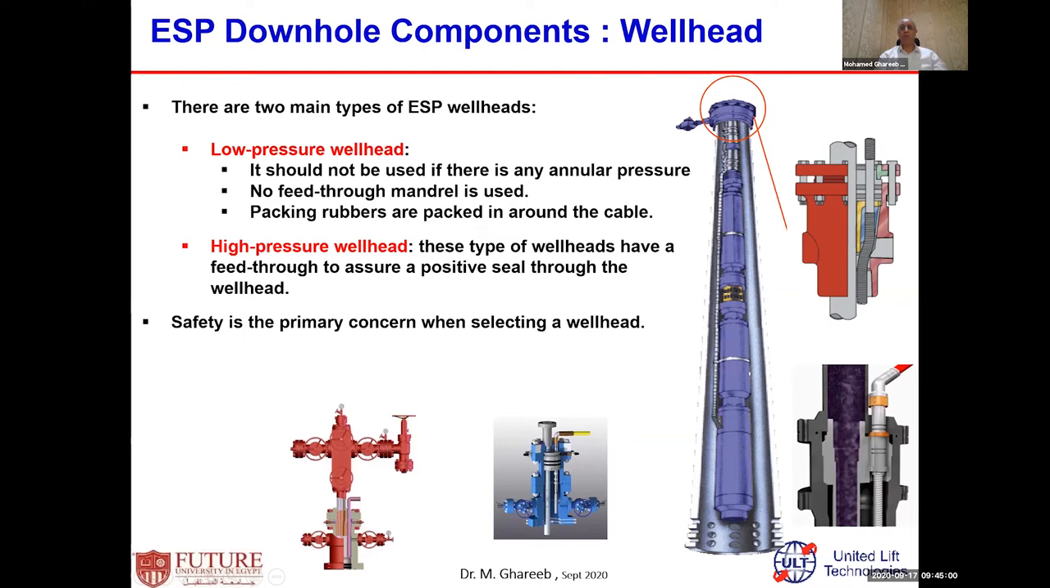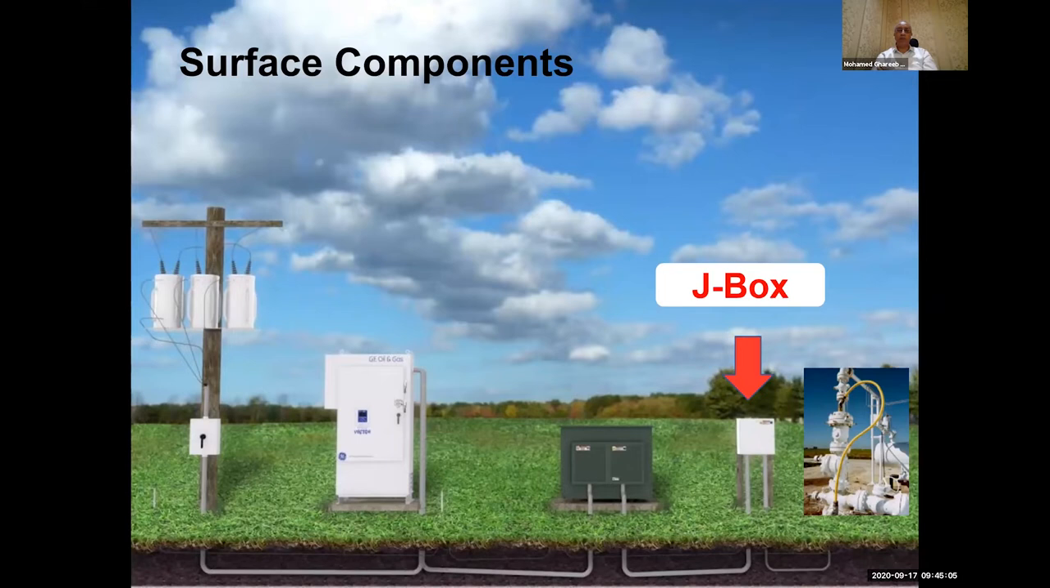Since safety is the main concern, and as I mentioned before, safety is our first priority in the oil and gas industry, before you go to the well you need to put safety in front of you, safety first. For that reason, as a part of the surface equipment for the ESP, we have what we call the junction box. What is a junction box and what is it used for? Keep in mind, one of the main purposes of the junction box is safety.